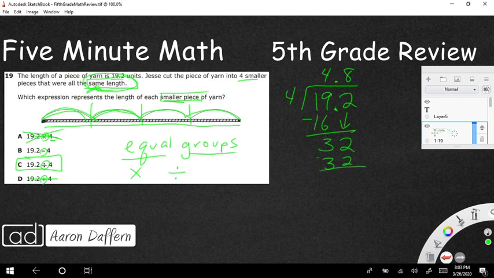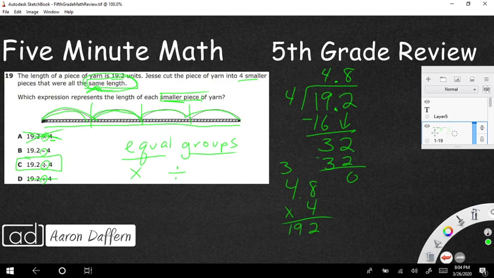If we want to double check, we can use the inverse operation. That's 4.8. Inverse of division is multiplication. 8 times 4 is 32. And 4 times 4 is 16. Add that 3, it's going to be 19.